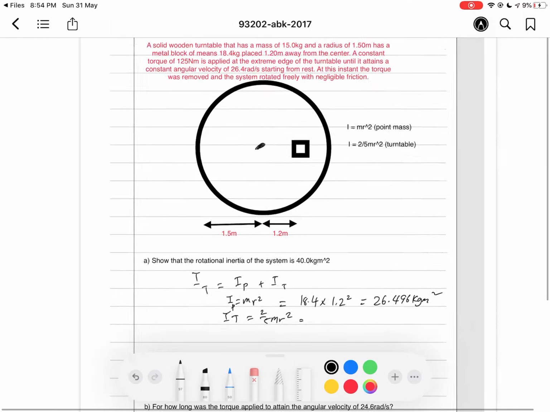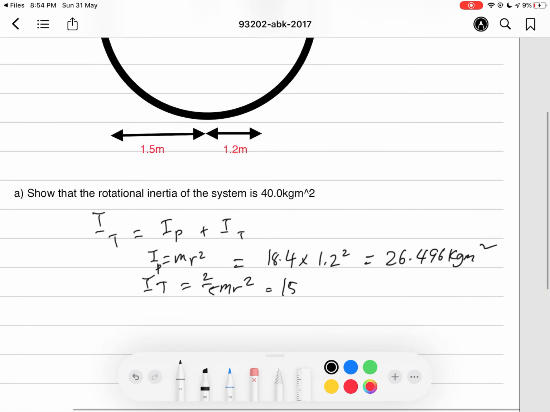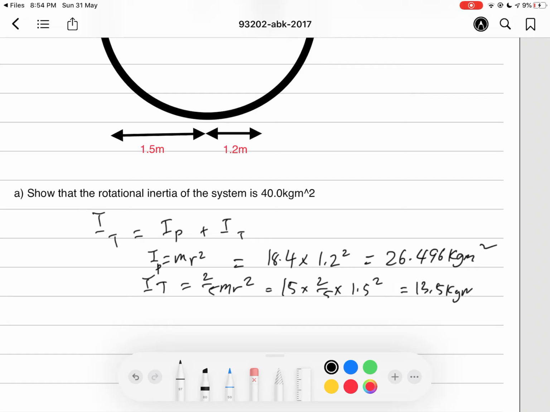And the rotational inertia of our turntable would be 2 over 5 mr squared. This equals the mass of our turntable, which is 15 kilograms, times 2 over 5 times 1.5 squared. So that comes out to be 13.5 kilogram meters squared.